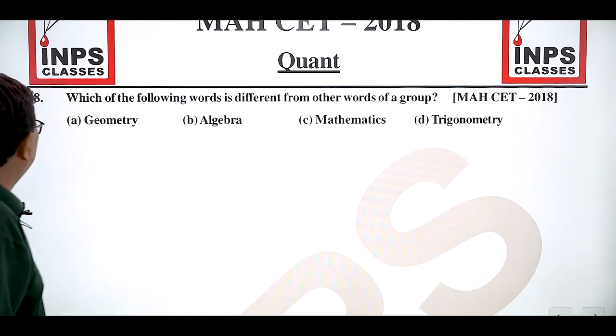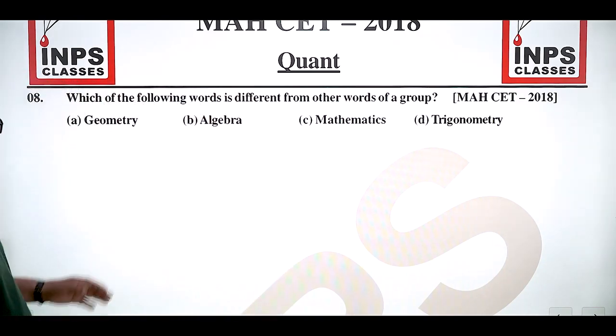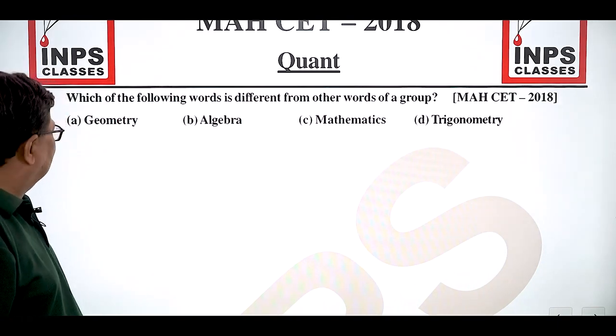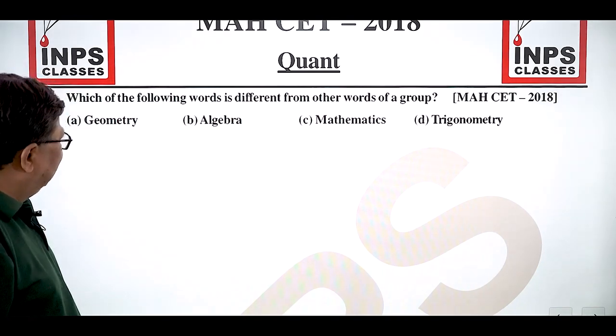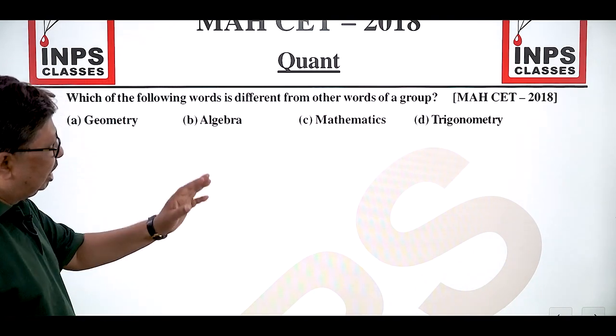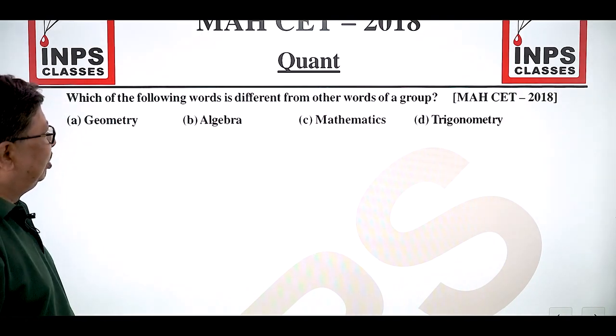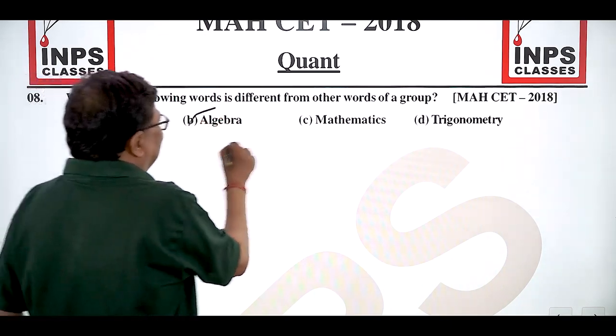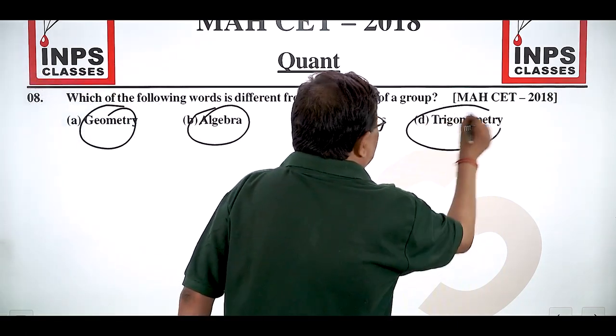Okay, this is a very simple question. Question number 8. Which of the following words is different from the other words of a group? A. Geometry, B. Algebra, C. Mathematics, and D. Trigonometry.